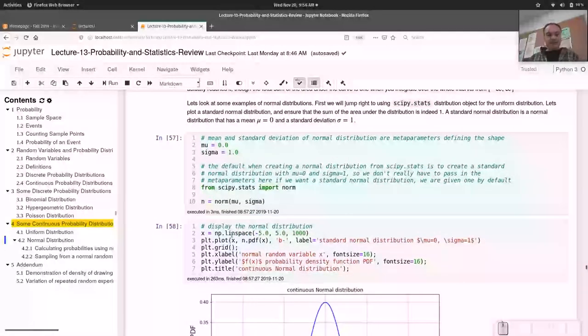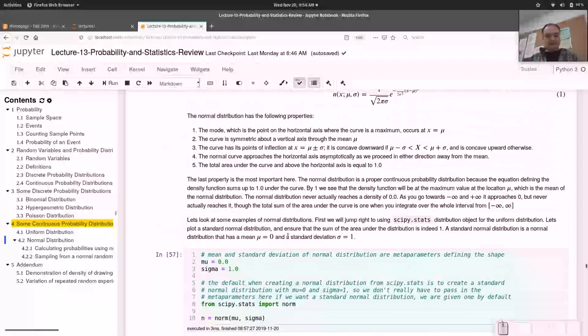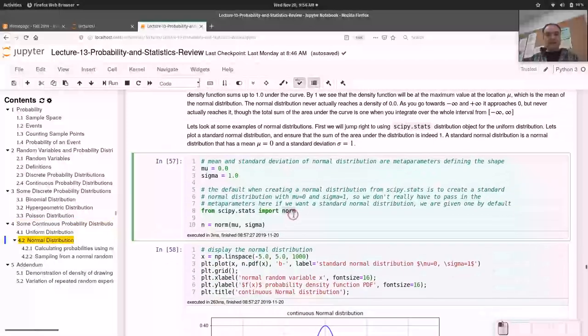Right? So I skipped over here, but I showed importing the function from SciPy stats for the normal distribution here. The default is to give what's known as a standard normal distribution. So a normal distribution or a Gaussian distribution with a mean of 0 and a standard deviation of 1 is known as a standard normal distribution.